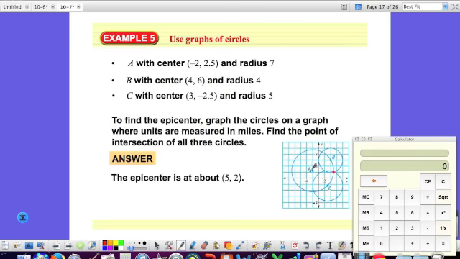So A has a center of (-2, 2.5) with a radius of 7. We draw that. B has a center of (4, 6) with a radius of 4. And C has a center of (-2, 5) and a radius of 5. If we create all of those circles on a graph with compasses, we can find the point of intersection, which is about (5, 2).